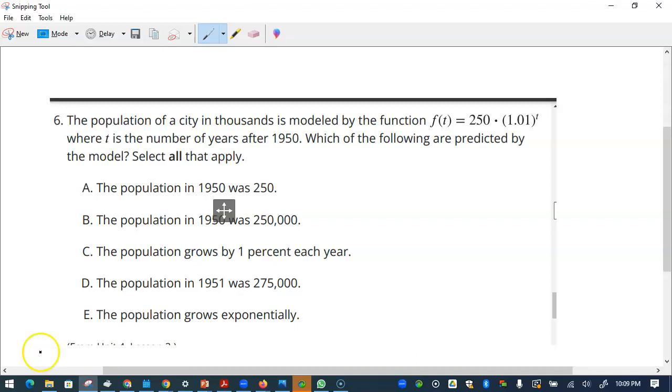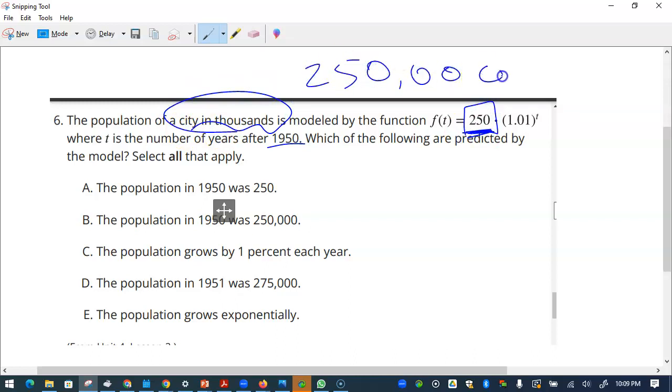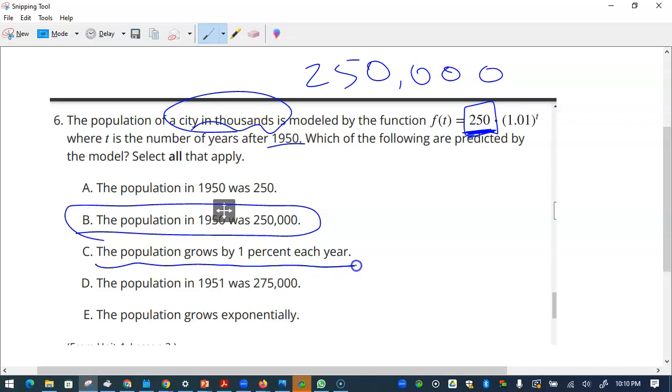Now, read this question. Let's say the Tucson population was about 250,000 in the year 1950. Just any city. If they say this is in thousands, so if the number is 250, it basically means 250,000. So B is the correct one because in the beginning it was 250,000. Then you also have to know that the population grows by 1% each year. So do you agree with this?